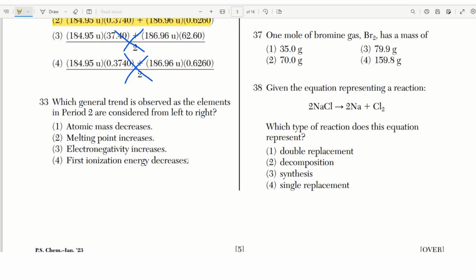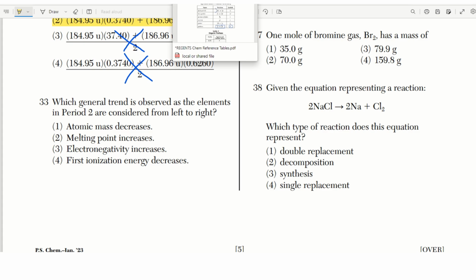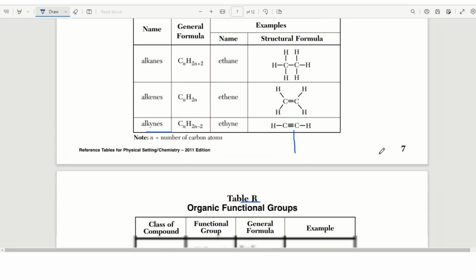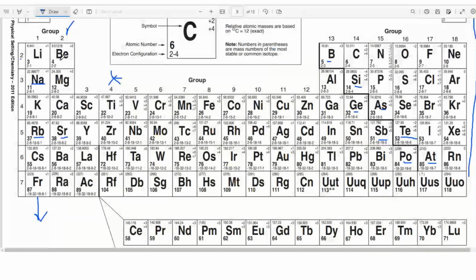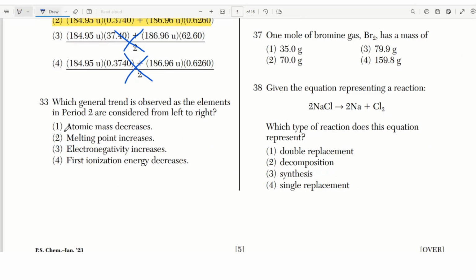Which general trend is observed as the elements in period 2 are considered from left to right? Okay, so these answers, especially for 2 through 4, are going to be in Table S. But let's just look at the periodic table first, so you can see why the first one doesn't even matter. Here is period 2, periods go across. You can see that the atomic mass, as I move this way, is increasing. So I know that this first one is absolutely wrong.